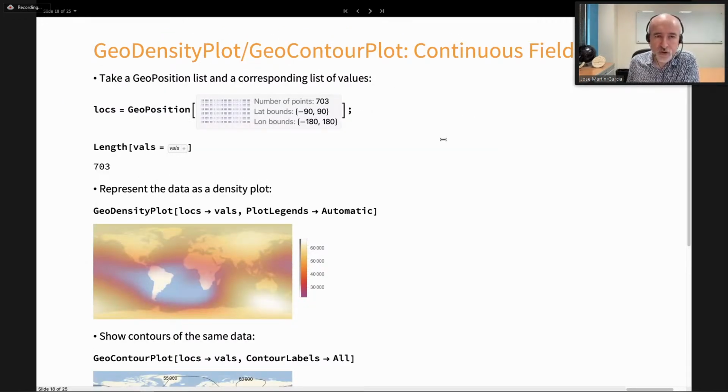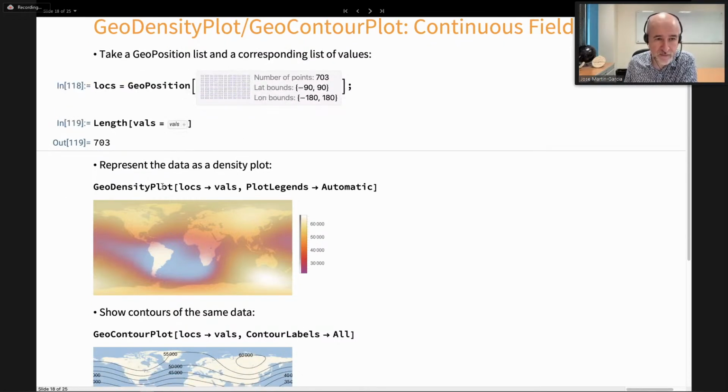Now we can also draw density maps. And for example, take this collection of points. They are spanning the whole world. See, latitudes from -90 to 90, -180 to +180 in longitude. And now we get some values that we have computed somewhere else, doesn't matter. Now, you see, you say that for those locations, you want those values. They have to correspond one-to-one. So you see, 703 points here, 703 values here. And so this is a density plot of those values.